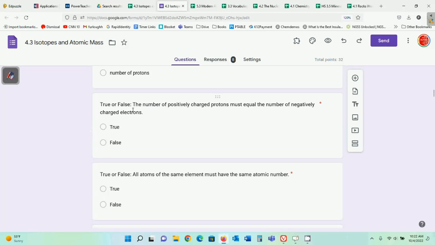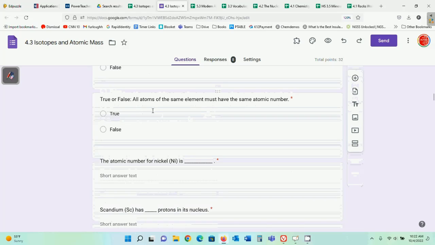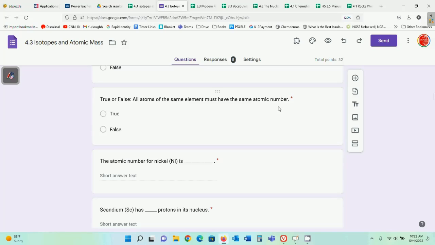All right. The number of positively charged protons must equal the number of negatively charged electrons. That is true. In a neutral atom, the protons equal the electrons. Okay. All atoms of the same element must have the same atomic number. Okay. If they're the same element, they have the same atomic number, because the atomic number is the number of protons, and the number of protons determines what element it is.